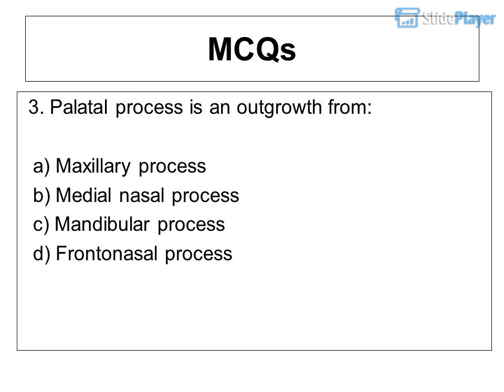MCQ 3. The palatal process is an outgrowth from a. maxillary process, b. medial nasal process, c. mandibular process, d. frontonasal process. MCQ 4. The premaxilla is derived from a. maxillary process, b. medial nasal process, c. mandibular process, d. frontonasal process.